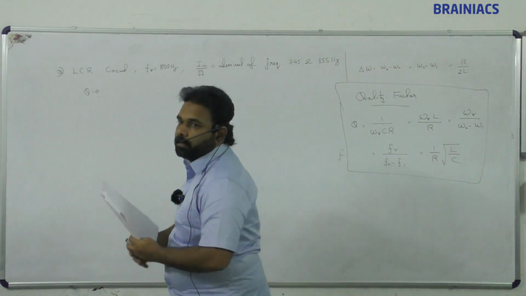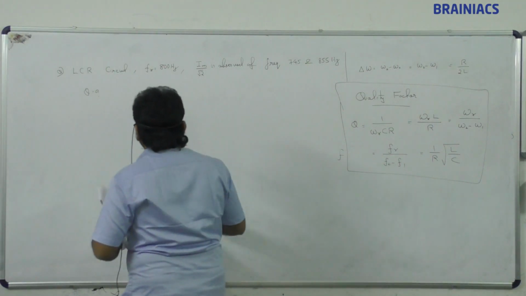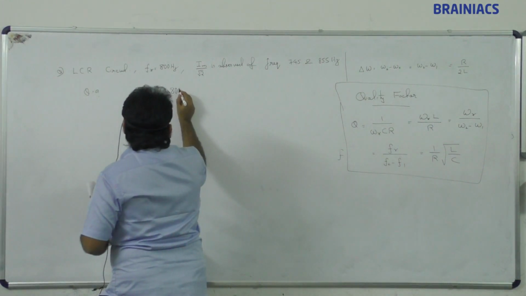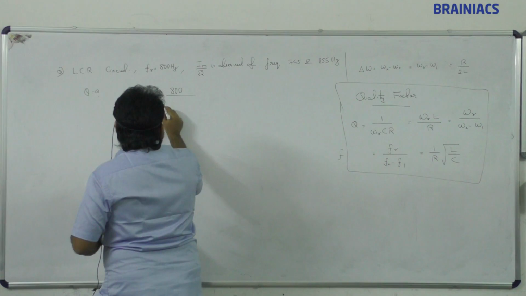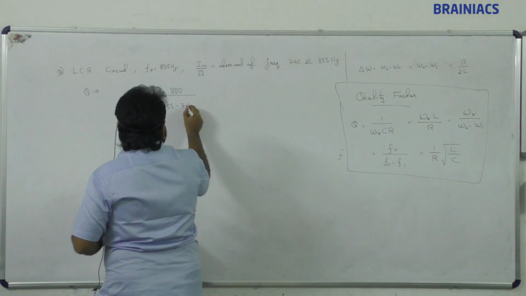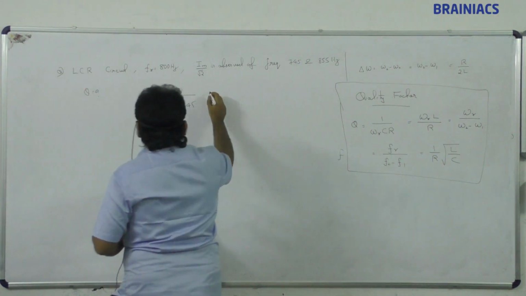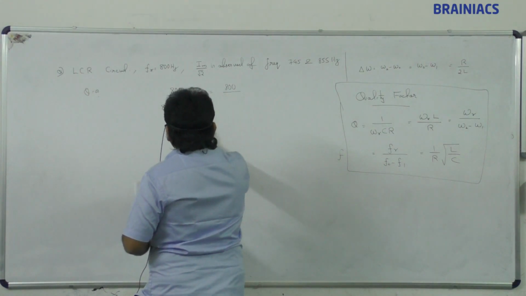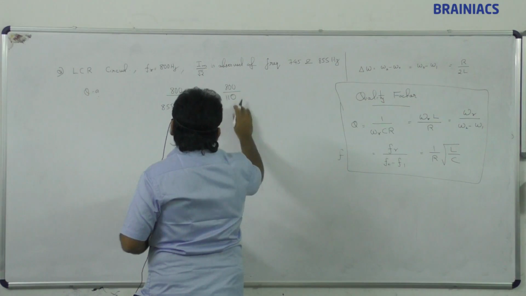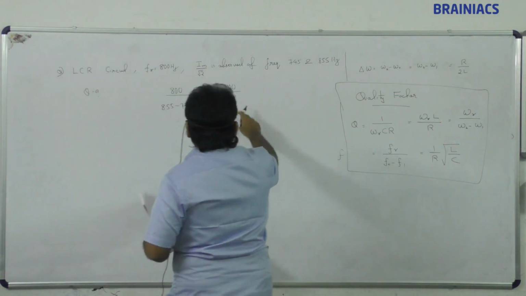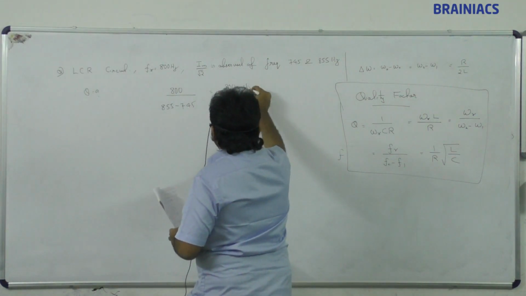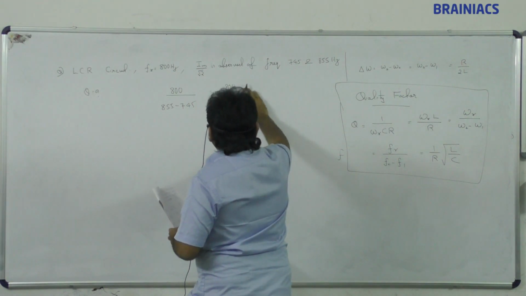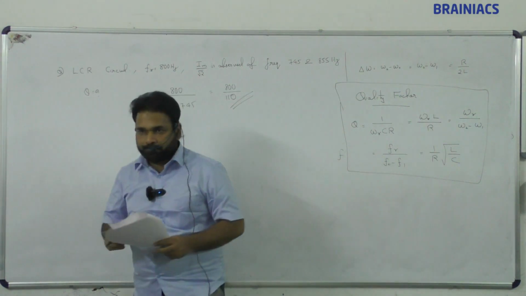Okay, right, how much did you get? 800 divided by 855 minus 745. So how much will come? 800 divided by 110, right? Whatever you get from this is the quality factor. Done, over.